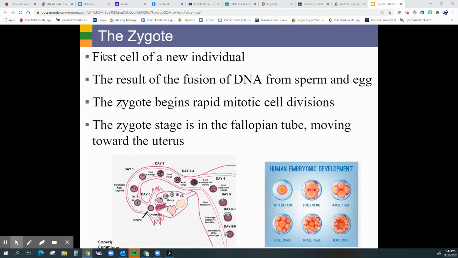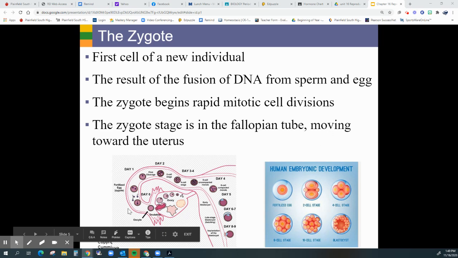The zygote essentially is the first cell that makes us up. It's the first cell of the new individual. It's the result of the fusion between both the egg and sperm cells' DNA. So that's why half of your DNA is your mom's, half of your DNA is your dad's. The zygote then starts rapidly dividing by mitosis at this point. Once fertilization takes place, the zygote starts that process in the fallopian tube and then has to move its way to the uterus.